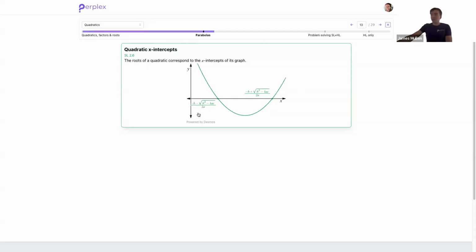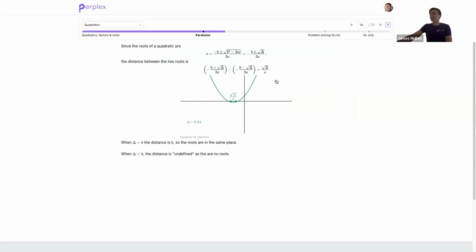So the x-intercepts, you can think of them in terms of the quadratic formula. Sometimes there's going to be 2, sometimes 1, sometimes none. It depends on the discriminant. And you can see that by thinking about my two roots, negative b plus or minus square root of delta. If I take the difference between the two roots, negative b plus square root of delta over 2a, and subtract negative b minus the square root of delta over 2a, it simplifies to square root of delta over a, which basically means that the distance between the two roots of a quadratic is the square root of delta divided by a.